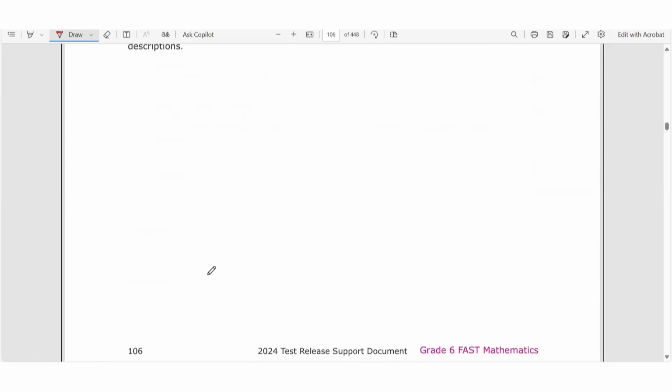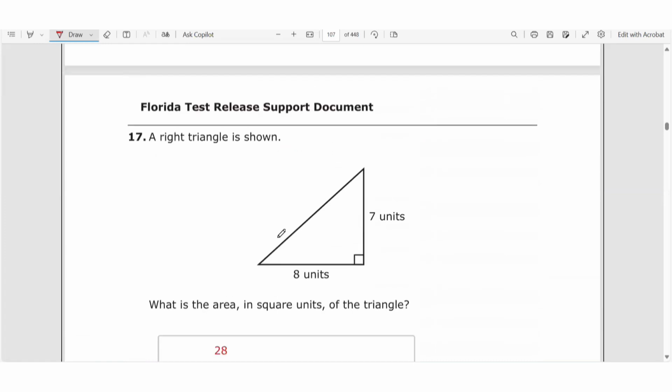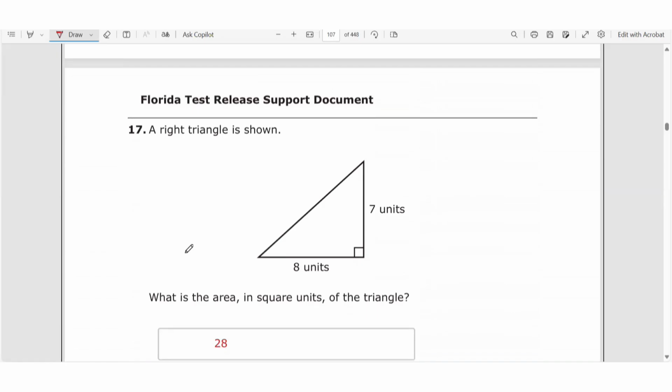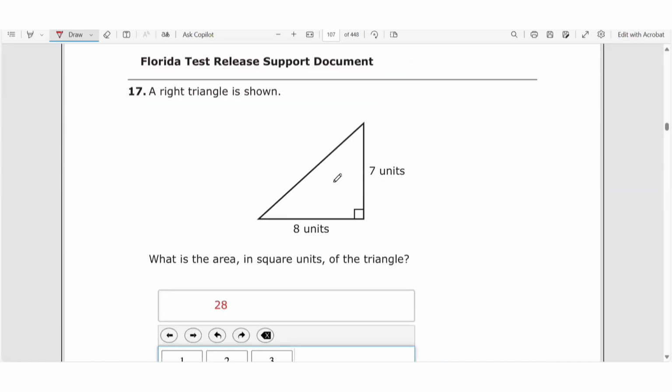Let's take a look at the other question. A right triangle is shown. We're looking at it. What is the area in units of this? Well, for any triangle, if it is a right triangle, then we have the base and the height. 8 is the base and 7 is the height. Remember, it's half base times height. And in this case, it's going to be 8 times 7 and divide that by 2. 8 times 7 is 56 and 56 divided by 2 will give us 28. And so we're going to plug our 28 right there.